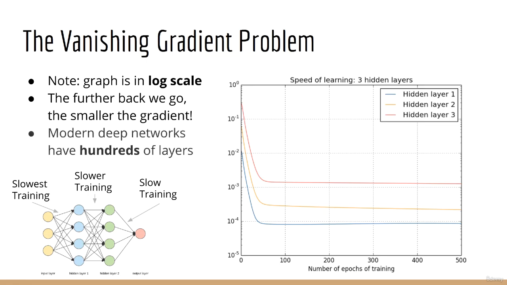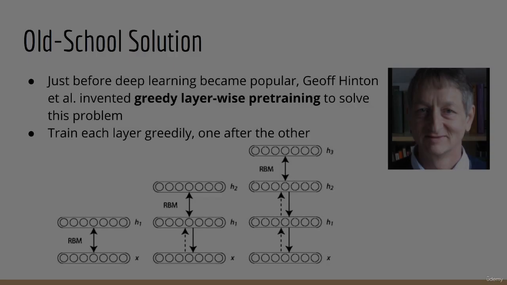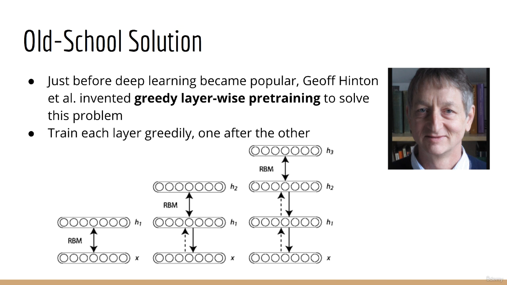This was a problem in the olden days, which prevented us from building very deep neural networks like we have today, which can have hundreds of layers. Back in the day, there was lots of theory around how to solve this problem. One method was called greedy layer-wise pre-training, which was invented by Geoffrey Hinton and his students. Since all the layers of the neural network could not be trained all at once, the idea was you could train each layer one at a time.